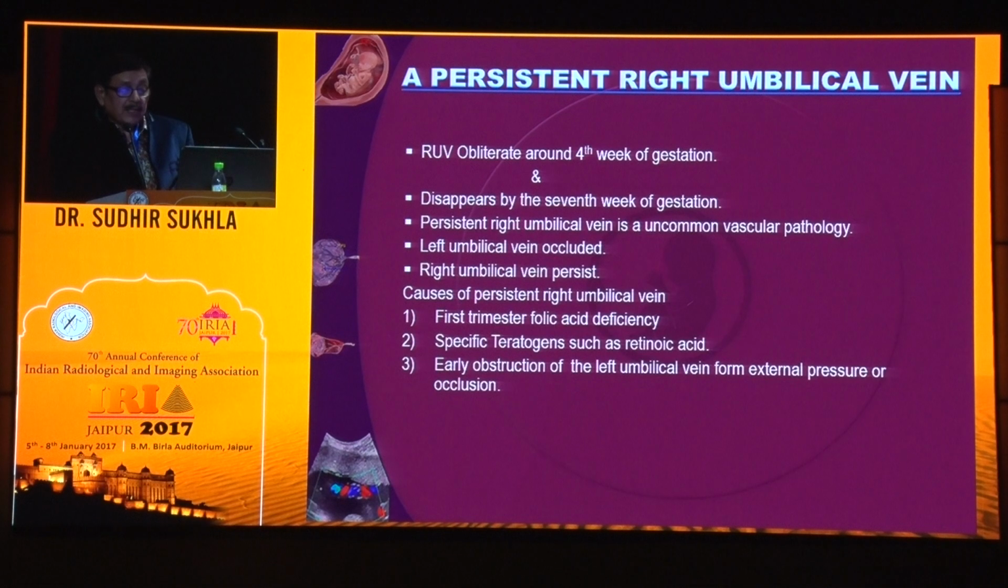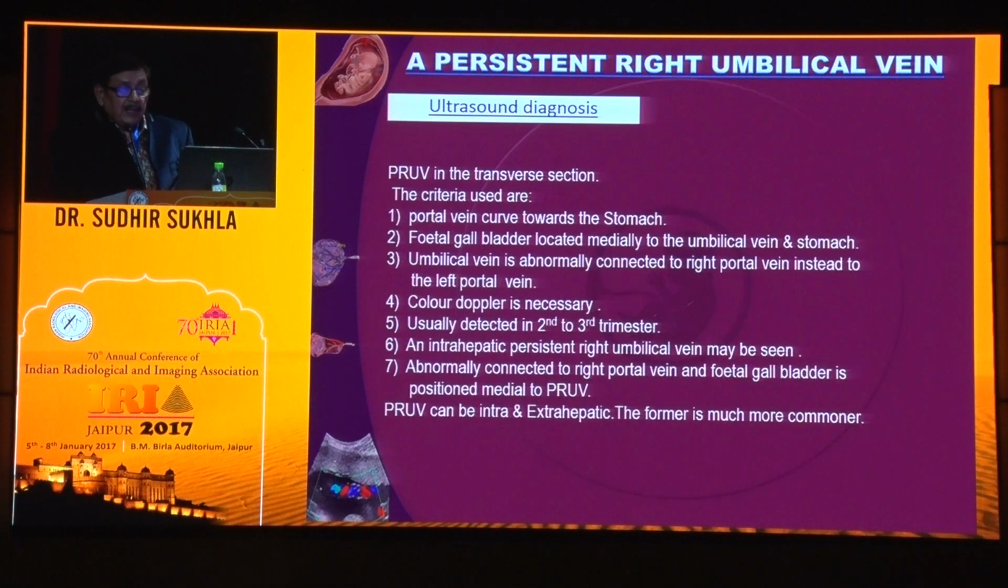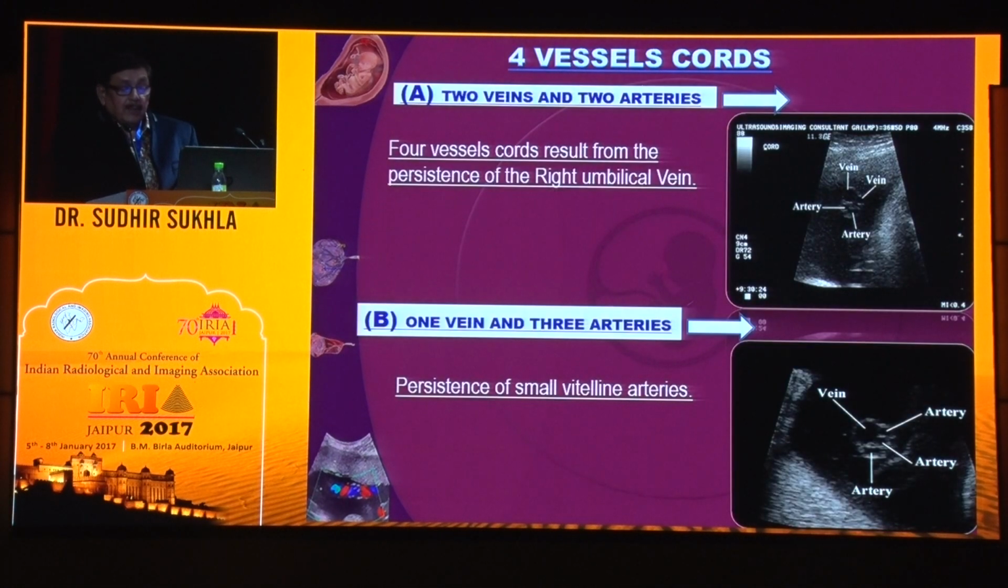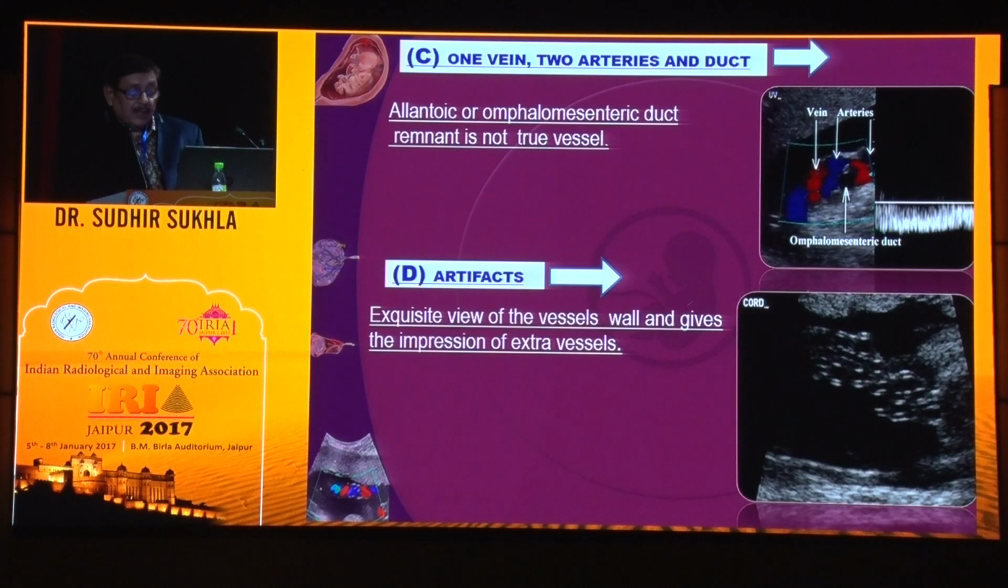In a few cases the umbilical vein is occluded, so the persistent right umbilical vein is there. The causes are many, and I am not going to discuss them. Then there are many associations of the persistent right umbilical vein, they are listed. There can be a four vessel cord, 2 veins, 2 arteries. There can be 1 vein, 3 arteries, persistent right umbilical vein.